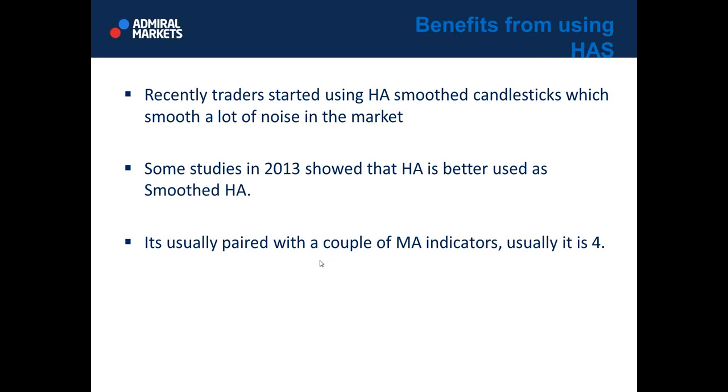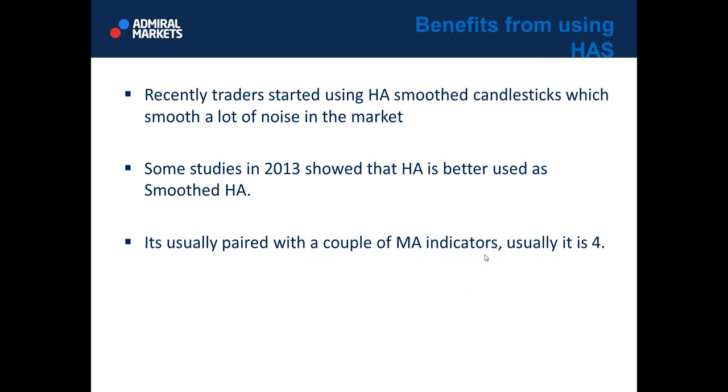And it's usually paired with a couple of MA indicators. It is 4, but if we don't use MA indicators, I already showed you the strategy using MA indicators, we need to add additional filters. Those filters should be, of course, in the form of a histogram, in the form of support resistance level, and of course, in the form of one leading indicator, which can often be CCI indicator.